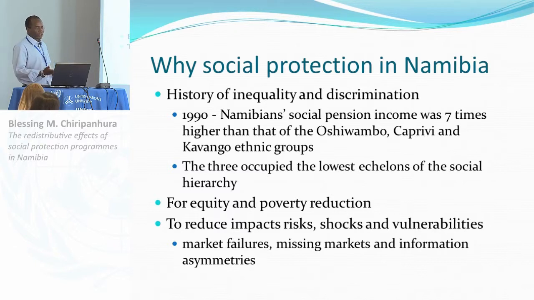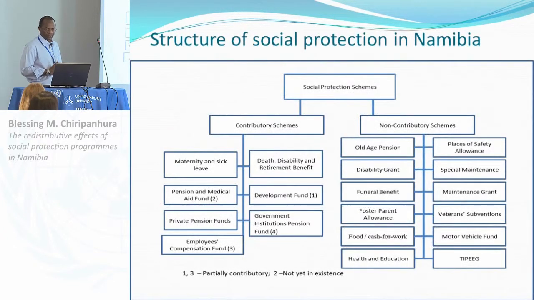Then when independence came, the government decided to address those issues, and part of it was to try and reduce inequality between the groups, as well as to take care of the aged among the Africans who initially were not benefiting from the old age pension, which had been inherited from the South African system in the 1940s.